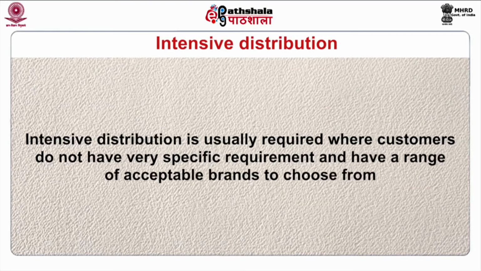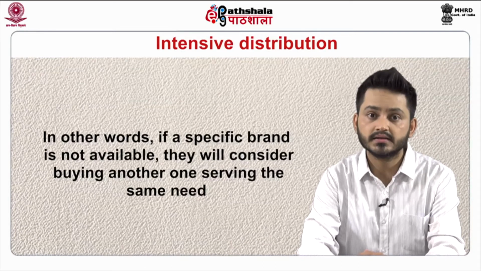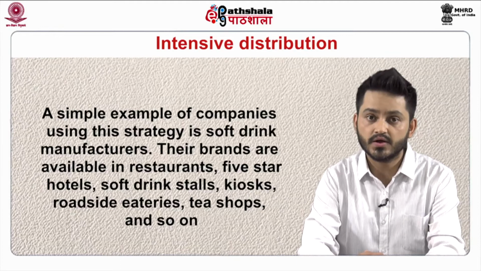Intensive distribution is usually required where customers do not have very specific requirements and have a range of acceptable brands to choose from. In other words, if a specific brand is not available, they will consider buying another one serving the same need. This approach uses all the possible outlets that can be used to distribute the product in a geographical market. A simple example of companies using this strategy is soft drink manufacturers. Their brands are available in restaurants, 5-star hotels, soft drink stalls, kiosks, roadside eateries, tea shops, and so on.